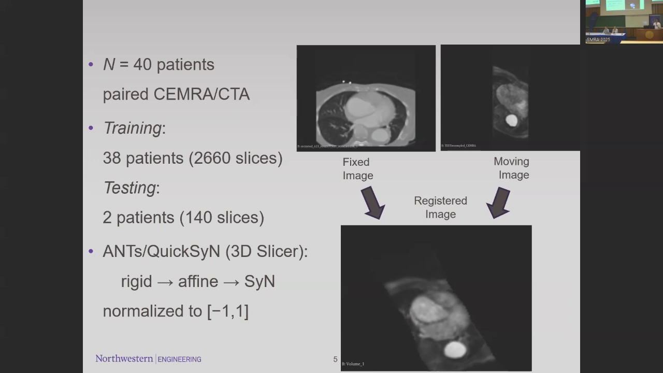With all the data sets registered, then 38 of them were used for training the network on a slice-by-slice basis. So it's a total of about 2,000 slices. And then 2 patients' data sets were used for testing, about 140 slices.